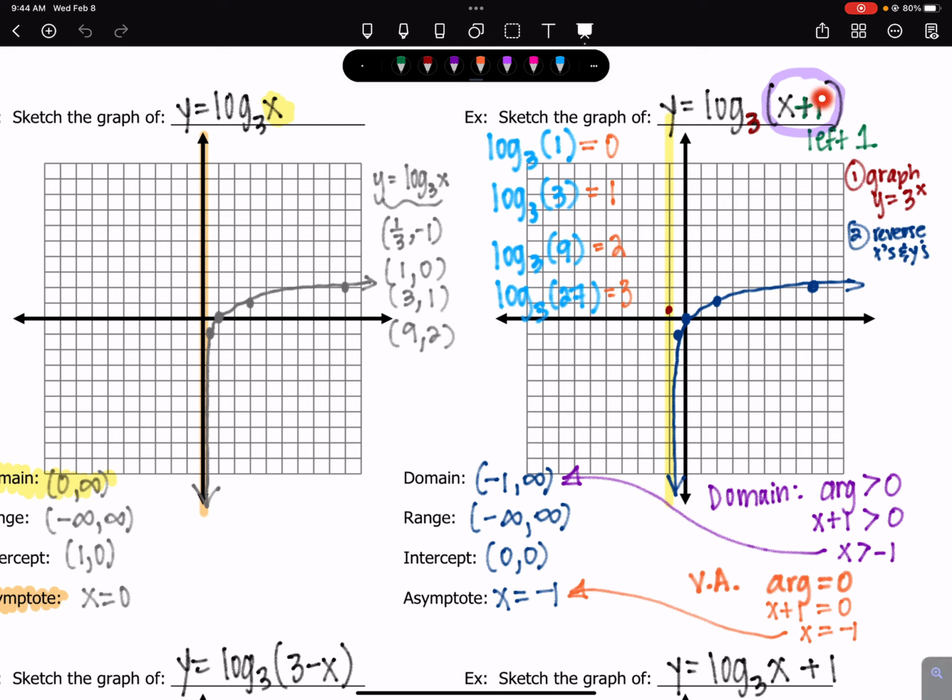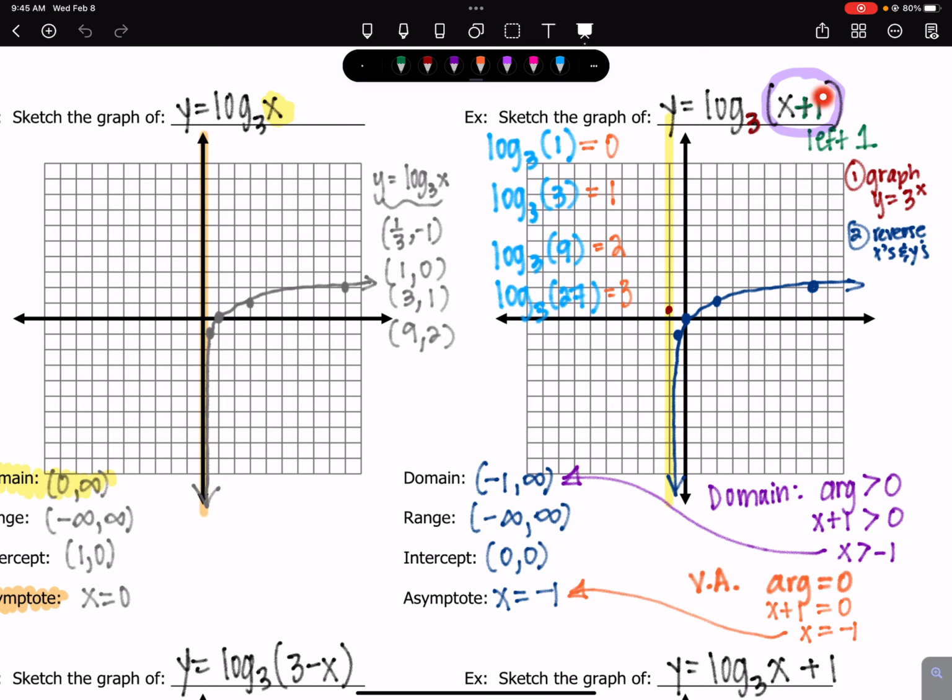Well, how would I get this to equal 1? That's if x equals 0. So if x equals 0, I will have a 1 in the argument. When x is 0, I'm going to get a 0 out. How would I get this argument to be a 3? Well, x would have to equal 2. So when x is 2, I'm going to have log base 3 of 3, since 2 plus 1 is 3. So when x is 2, I'm going to have a 1 as my output, and so on and so forth.